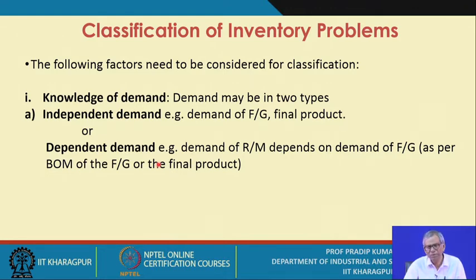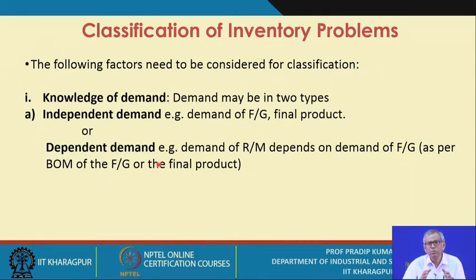So the demand of the finished goods, or the demand of the final product. Or there could be dependent demand. So what is dependent demand? That means demand of raw materials. Is it okay? Amount of raw materials you require to produce 1 unit of finished goods or the final product. So the demand of raw materials, just for an example, depends on demand of finished goods as per bill of material of the finished goods.